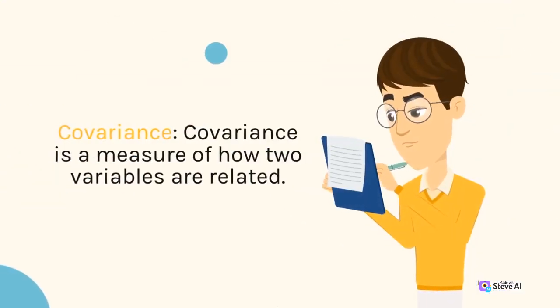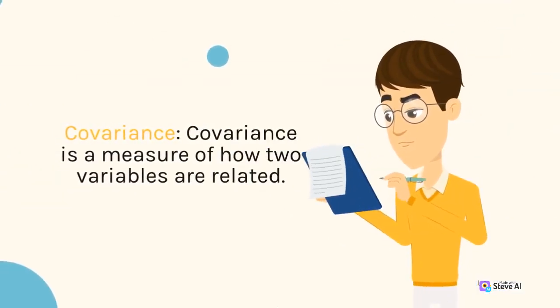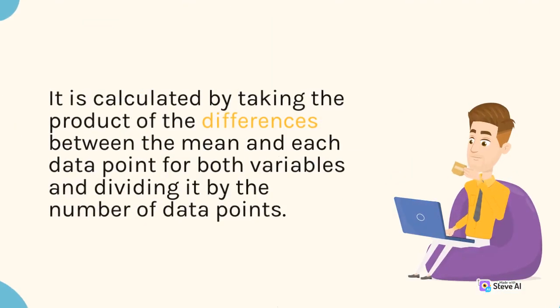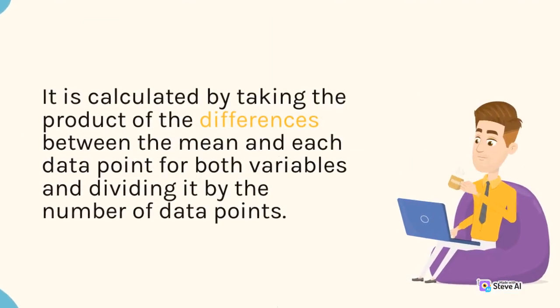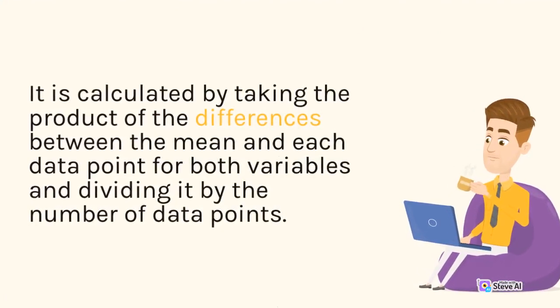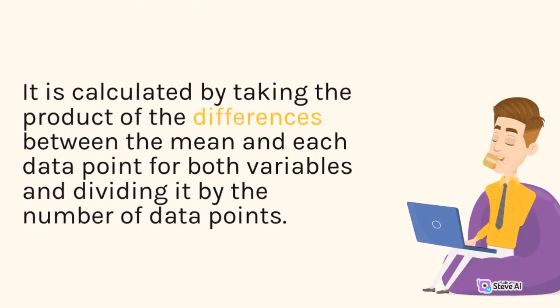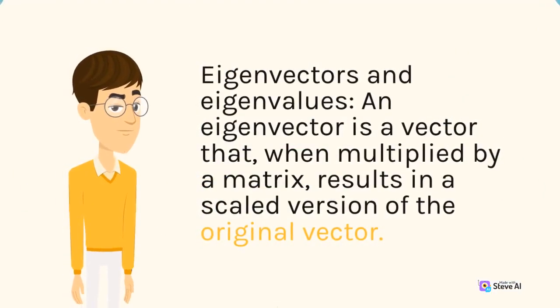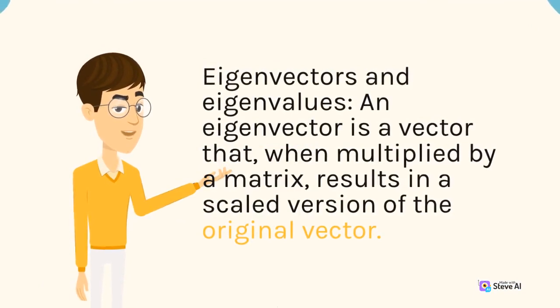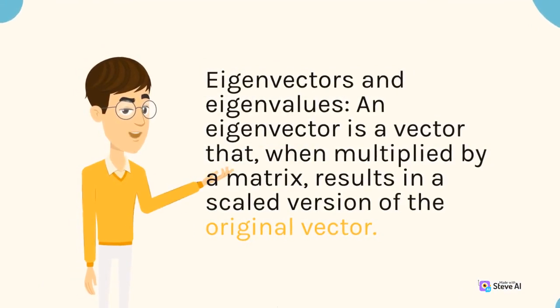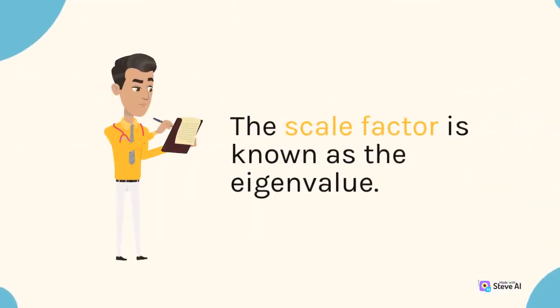Covariance. Covariance is a measure of how two variables are related. It is calculated by taking the product of the differences between the mean and each data point for both variables and dividing it by the number of data points. Eigenvectors and eigenvalues. An eigenvector is a vector that, when multiplied by a matrix, results in a scaled version of the original vector. The scale factor is known as the eigenvalue.